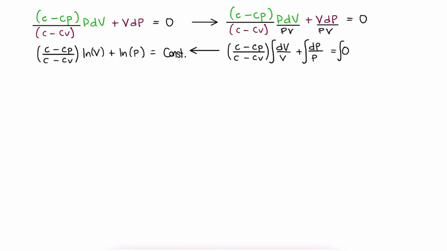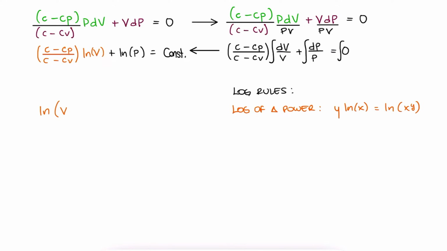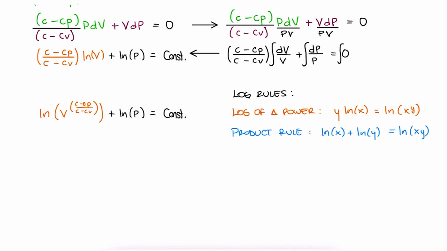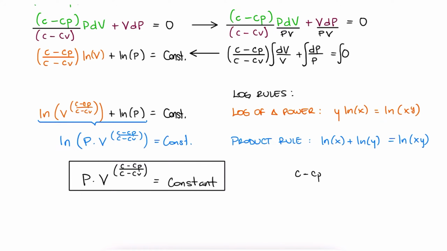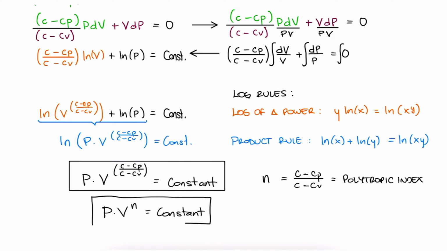If you remember basic exponentiation and log rules, you might remember the log of a power rule, where y natural log of x is the same as natural log of x to the y. We can therefore write the first term as natural log of V to the parentheses. And you might also recall the product rule, where natural log of x plus natural log of y is equal to natural log of xy. This means that the left-hand side is the natural log of PV to the parentheses, and therefore this is equal to a constant. The parenthesis is what we call the constant n, the polytropic index, and therefore for a polytropic process of an ideal gas, PV to the n is constant.